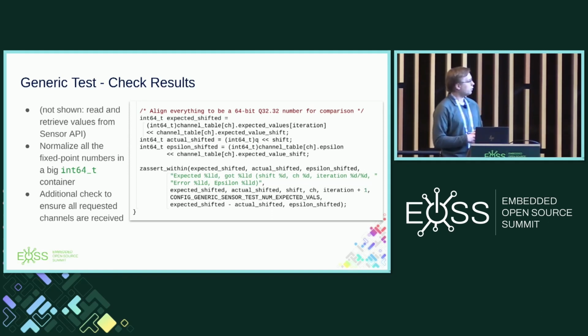So once we've unshifted the actual, the expected, and the allowed error, the epsilon value, we just use the Z_ASSERT_WITHIN macro right here to see if we are in tolerance. If not, we can report an error to the user. Otherwise, we can just continue in the loop, testing all the other sets of values, and eventually moving on to other sensors.